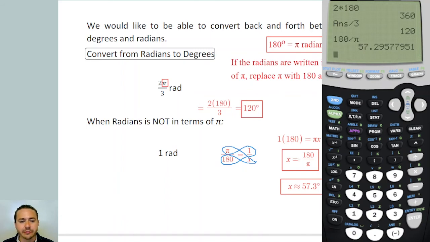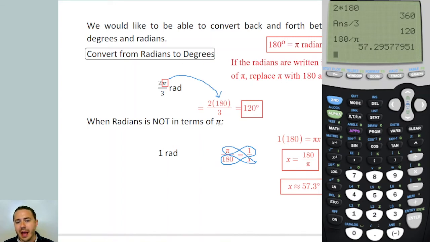So that's how you convert from radians to degrees. If there's a pi in there, just replace it with 180. If there's not a pi in there, you can use the cross products property to solve this proportion. Now you can always use this cross products property, set up a proportion, even if there's pi in there, right? Like I could have put 2 pi over 3 up here where the 1 is and then solved that. But it's so much easier to just replace this pi with 180. I can't stress how much easier that is.